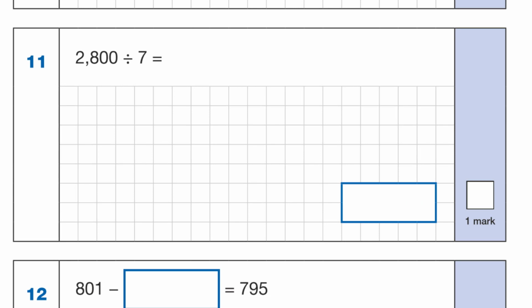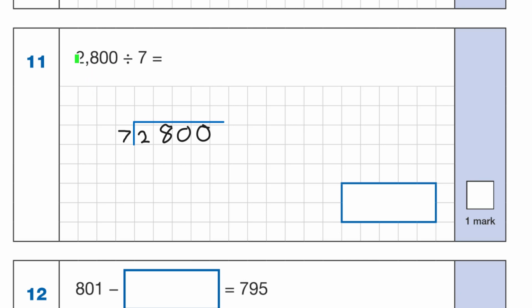Question 11, 2,800 divided by 7. Like the question a couple of questions ago, this one is a division. It's a short division, but also if you can spot any known facts in here, then you don't even need to use the bus stop.